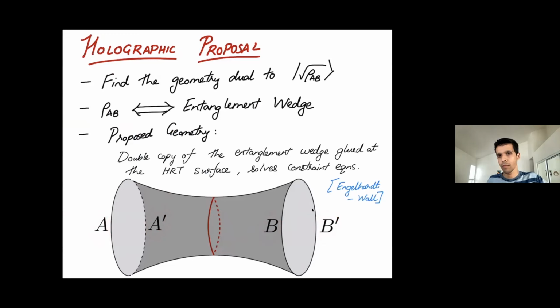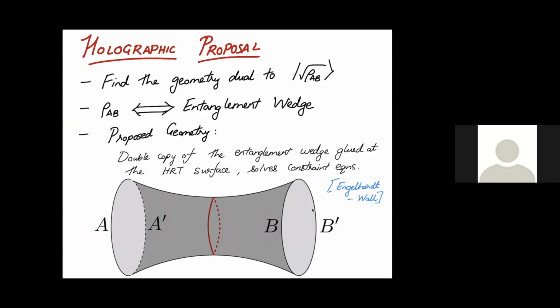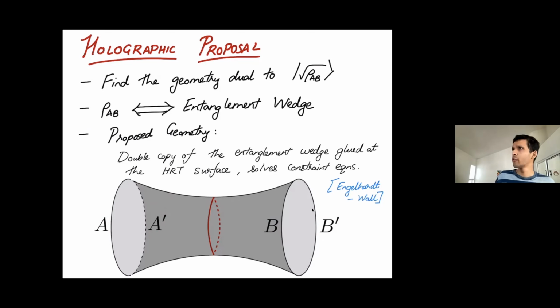If you do add matter, you could put a brane or something on this RT surface. Can you make this work? Can you source it for an arbitrary surface? Yeah, you could if you source it appropriately.